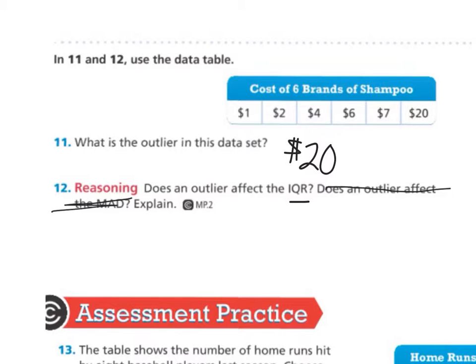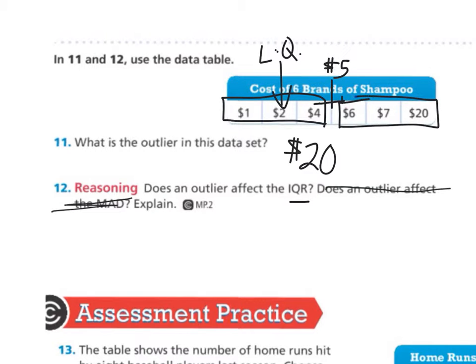The numbers are in order here. There are 6 numbers, so in between 4 and 6, $5 would be our median. And then we've got 3 numbers below the median, so $2 would be our lower quartile or first quartile. Above the median we have 3 numbers, so $7 would be our upper quartile or third quartile. So interquartile range, we're just subtracting those, so interquartile range would be 5.